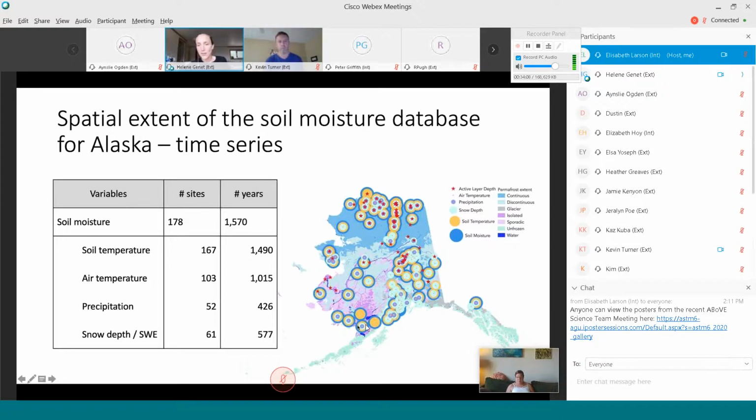And so the variable that we found the most often along with the soil moisture was soil temperature, for 167 sites, and then to a lower extent air temperature, precipitation, and snow depth. So the analysis that I'm going to present today is mainly using these in-situ observations.